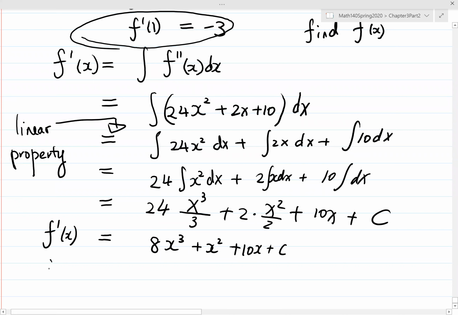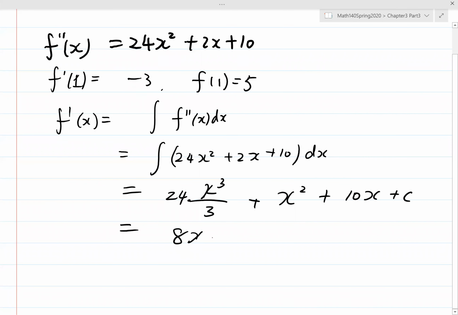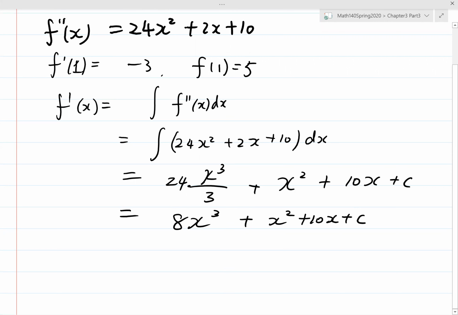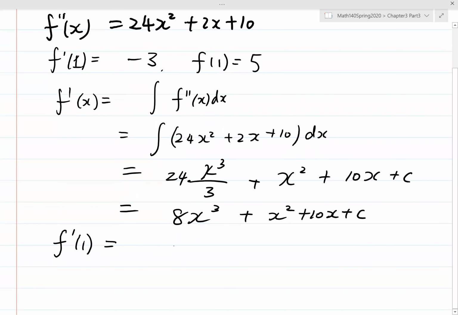Then we plug in. So we get 8x cubed plus x squared plus 10x plus c. Then we plug in f derivative at 1. F derivative at 1 is -3, and f1 is 5. So we plug in x equals 1.